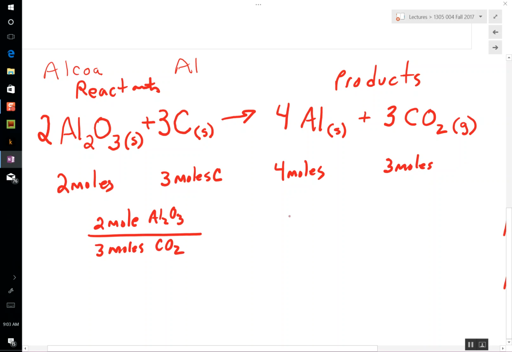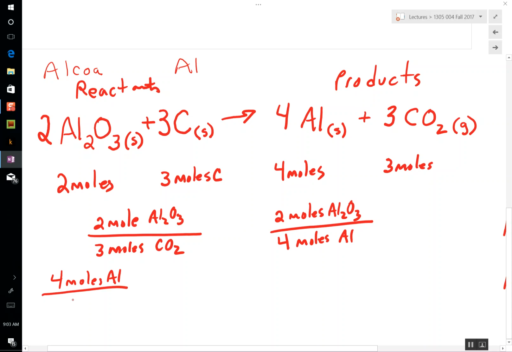Or let's put it over here. There are 2 moles of aluminum oxide that react for every 4 moles of aluminum that you produce. Or vice versa, you could say you get 4 moles of aluminum for every 2 moles of aluminum oxide.